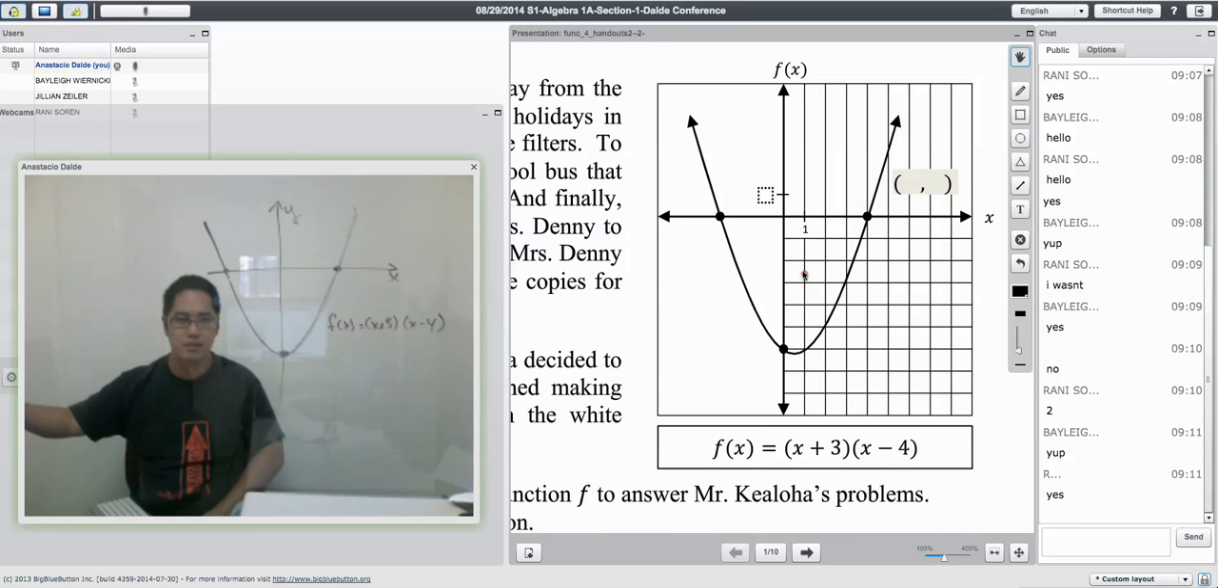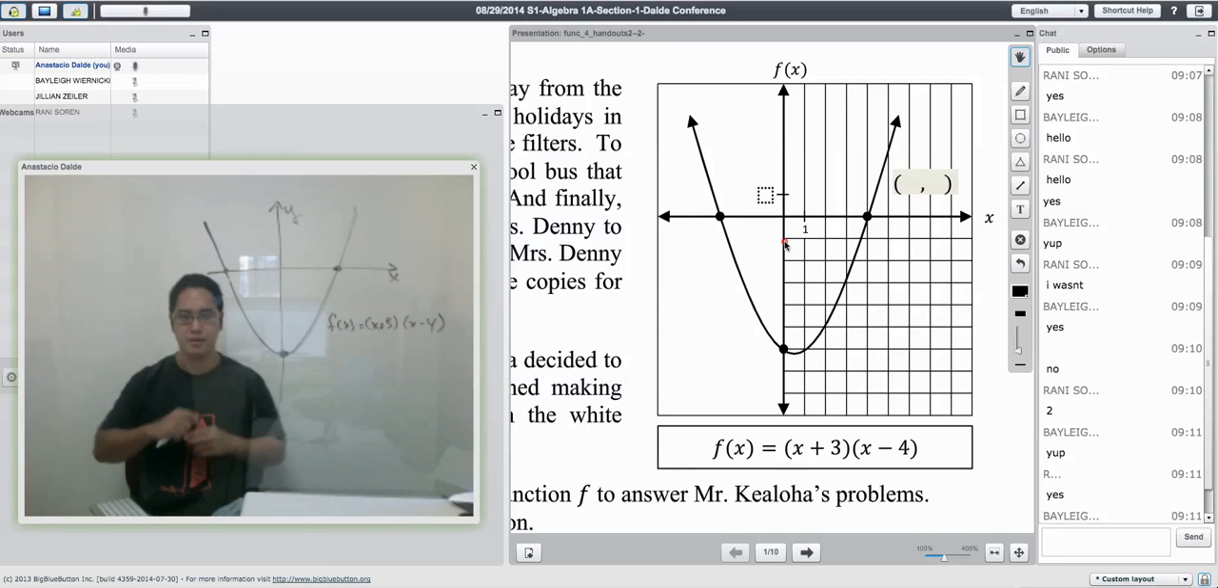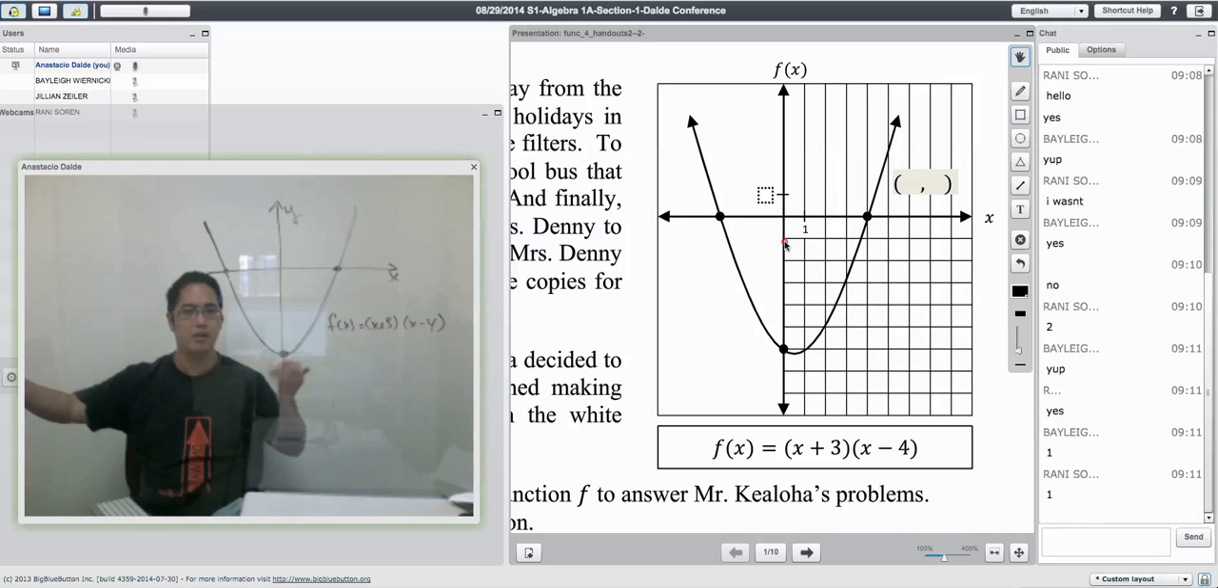First of all, we need to figure out how big each of these boxes represents. What are the units of this thing? Am I counting by tens? Am I counting by ones? Am I counting by 100? Come on, respond, chat bar. There we go, 1. All right, so it's 1.